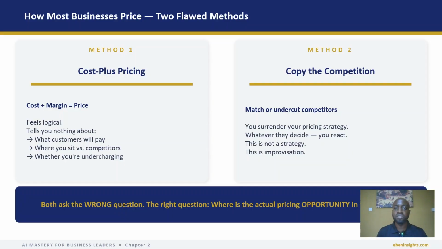And both methods suffer from the same flaw. They are focused on the wrong question. Cost plus pricing asks, what does this cost me? Competitive pricing asks, what are competitors charging? Neither of the questions identifies opportunity. The better question is, where is the biggest opportunity in this market? To answer that, you need to look beyond your current segment and evaluate the entire market. That's where pricing gap analysis comes in.